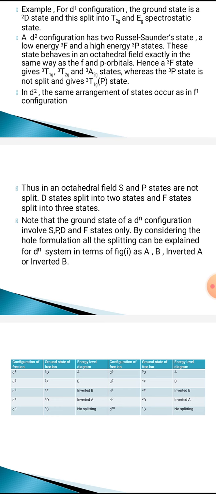The four types of diagrams involved are A, B, inverted A or inverted B diagrams.